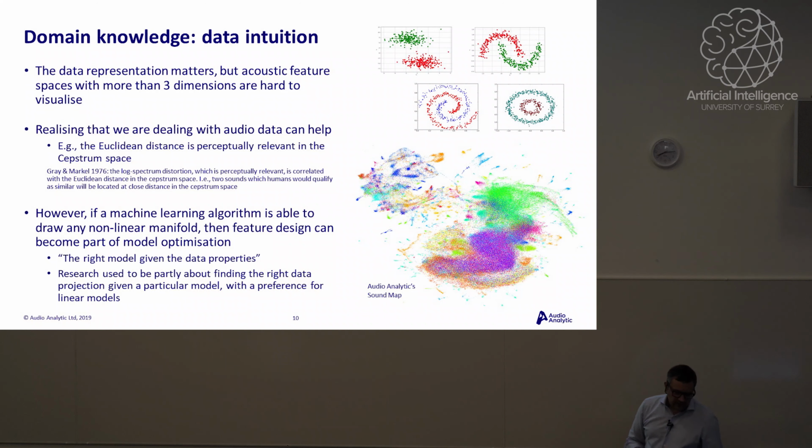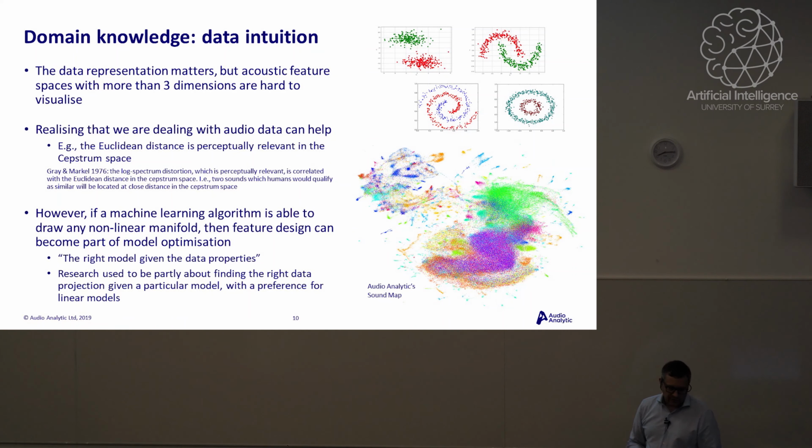So if you have a machine learning algorithm which is able to draw any nonlinear manifold, then feature design can become part of model optimization. You both want to find your best machine learning algorithm, but that notion of best also works hand in hand with the best representation of your data, which maximizes the potential of your machine learning algorithm. So what you're looking for is the right model given the data properties. And that's where domain knowledge is important.